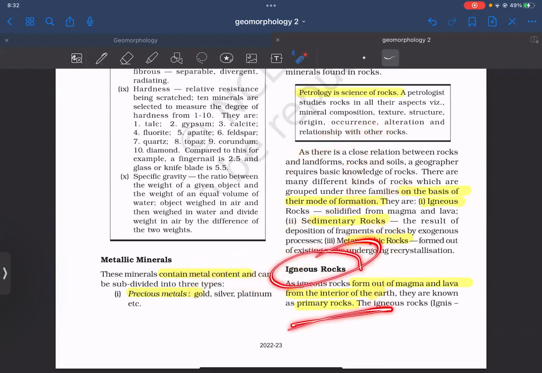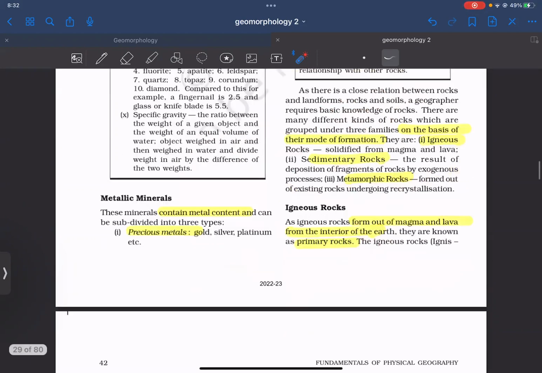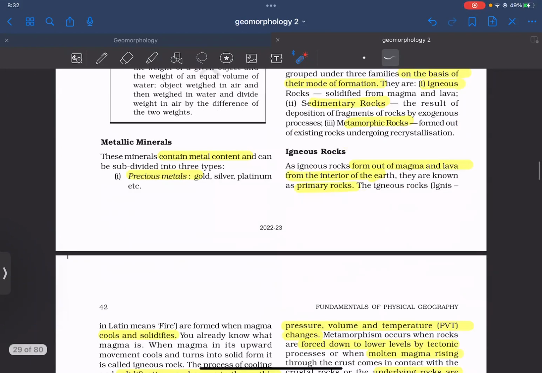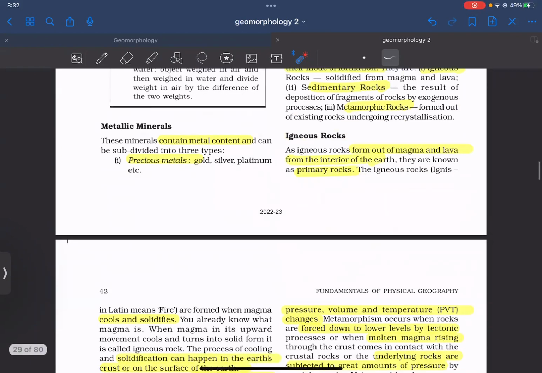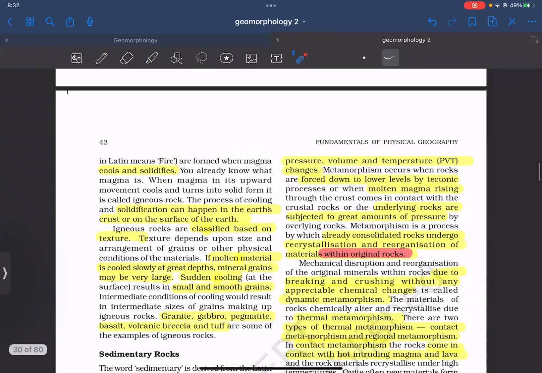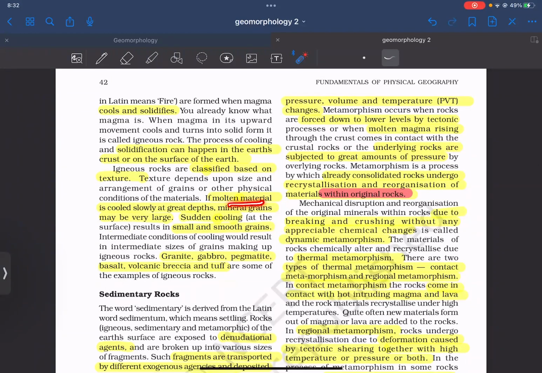These igneous rocks are also known as primary rocks. And for the types of primary rocks, you'll talk about intrusive and extrusive landforms. If molten magma is cooled slowly, mineral grains may be large. Sudden cooling would form small and smooth grains. Examples of igneous rocks: granite, gabbro, pegmatite, basalt, volcanic breccia, tuff.